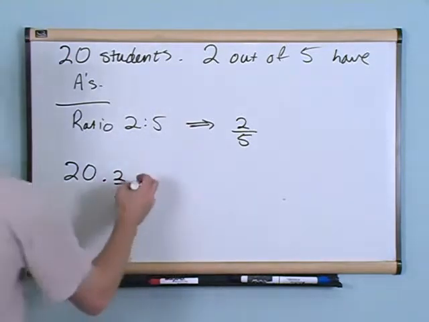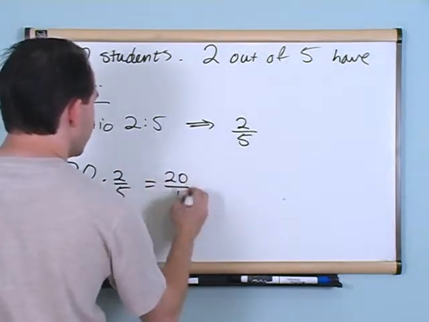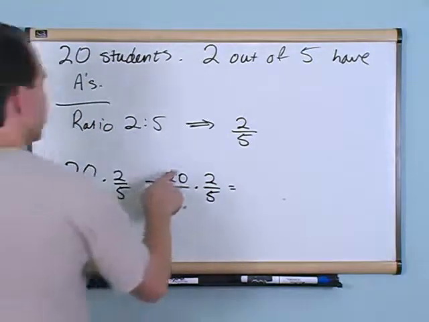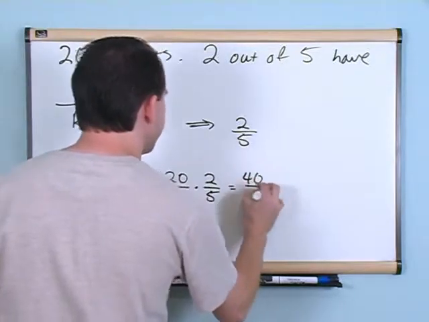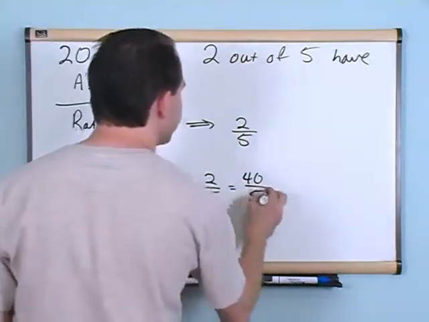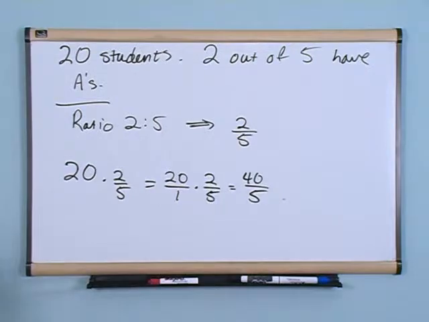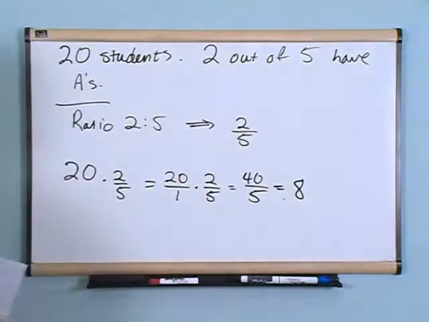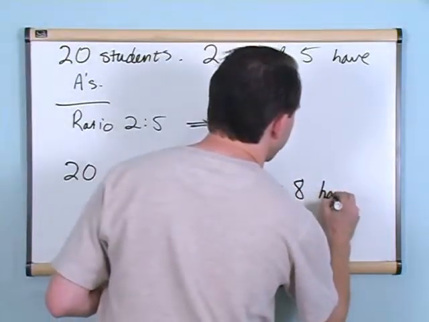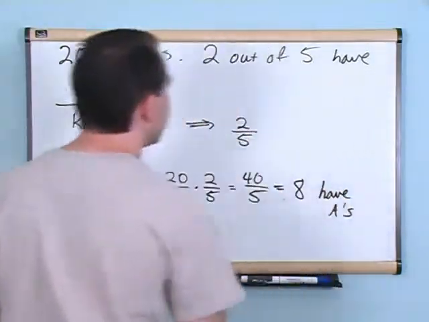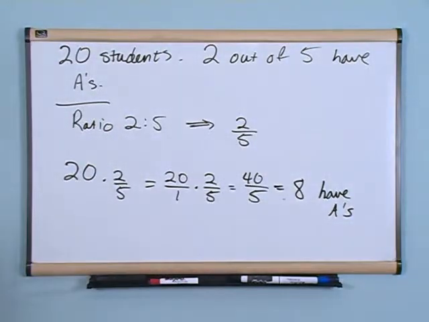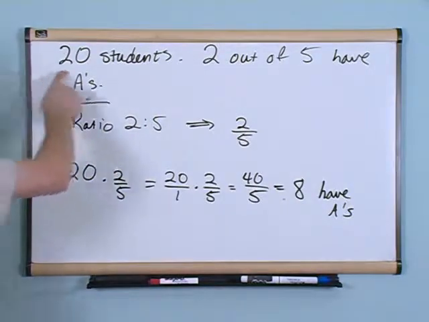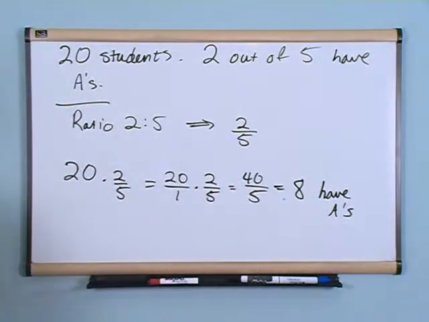Okay? Now I'm going to make this 20 over 1 in order to multiply fractions, just like before. 20 times 2 is 40, and 1 times 5 is 5. Now to simplify this, 40 divided by 5, using multiplication tables, is 8. So 8 students have A's. Okay? So that kind of makes sense. 2 out of 5 people have A's. 20 total students in the class, 8 of them have A's.